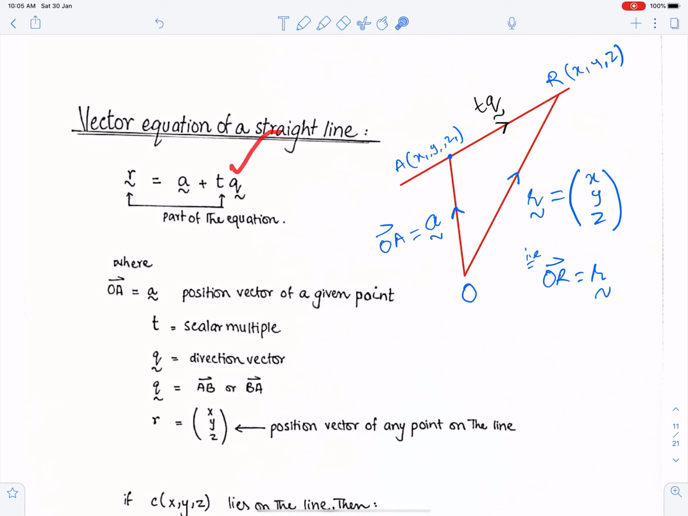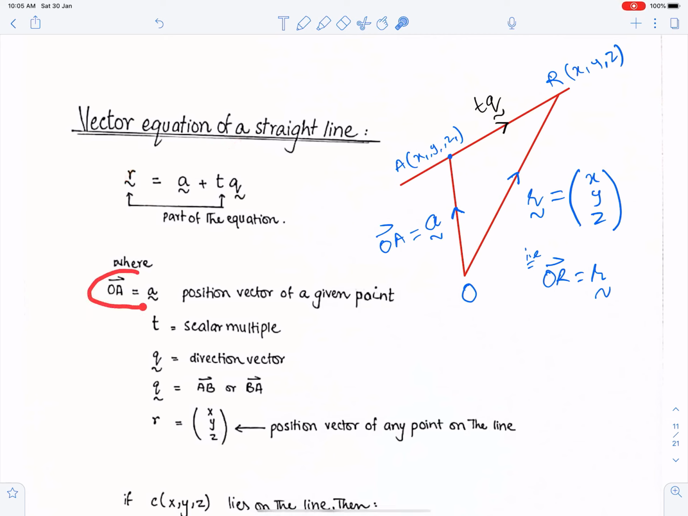And this q means the direction vector of the line. This is the alternate of the gradient. And this t is the scalar multiple of q. We only substitute the values of a and q in this equation, and we leave r and t as they are, because these two are part of the equation.